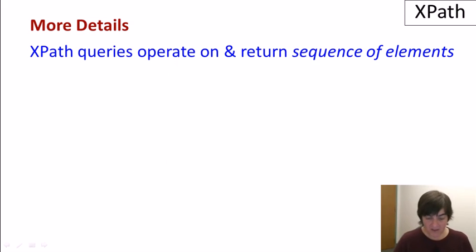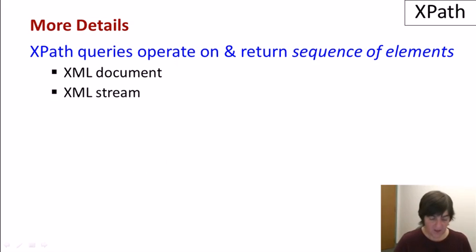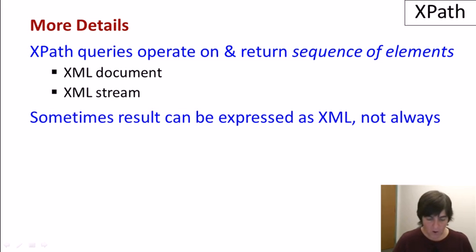XPath queries technically operate on and return a sequence of elements. That's their formal semantics. There is a specification for how XML documents and XML streams map to sequences of elements, and you'll see that it's quite natural. When we run an XPath query, sometimes the result can be expressed as XML, but not always. But as we'll see again, that's fairly natural as well.